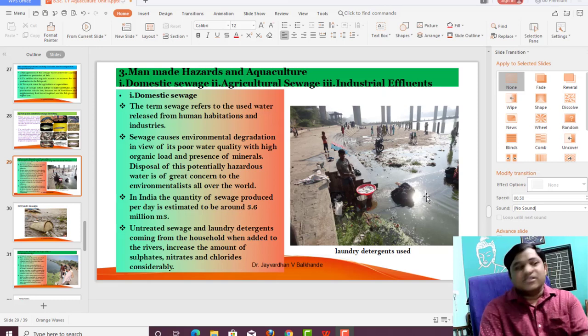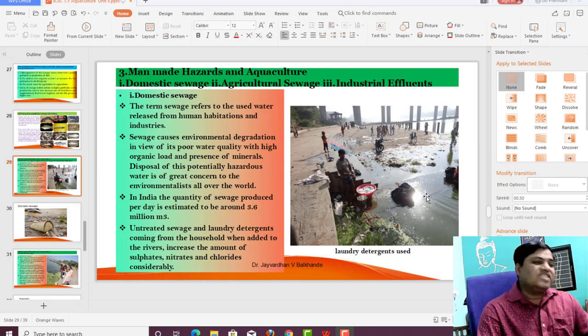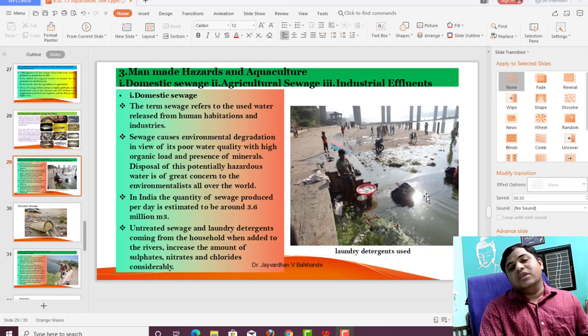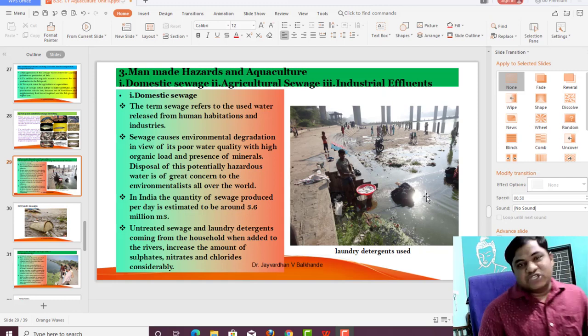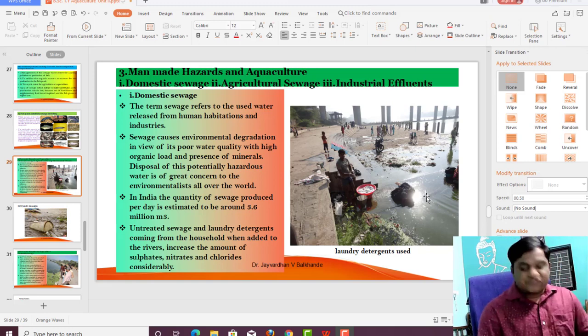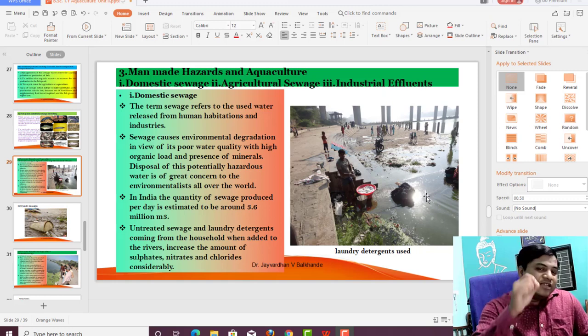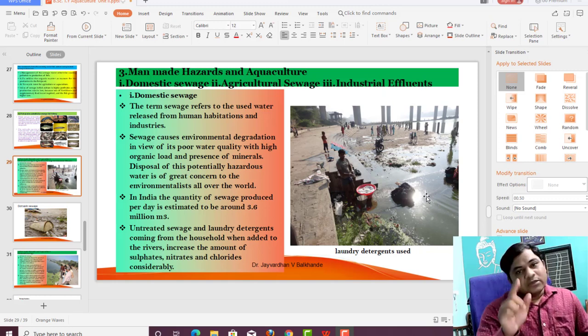Because of these three contents, the sulfates, nitrates and chlorides, the eutrophication increases in a water body. I will show a picture of this eutrophication later on in this PPT. In this way, the first and very important human hazard is domestic sewage.